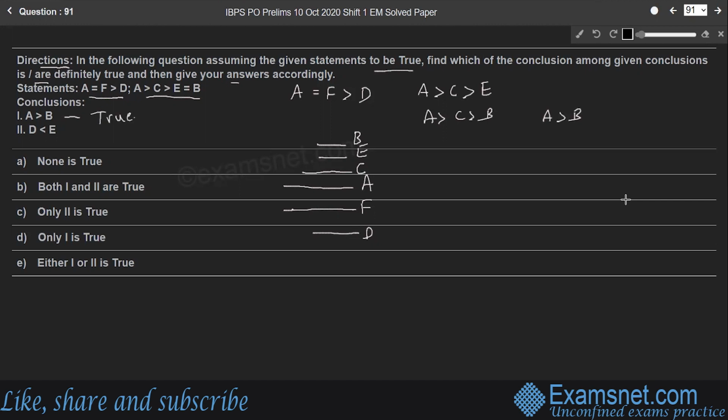So look at the conclusion 2. D is less than E. Can we conclude D is less than E? No, because there is no direct relation between D and E, right? They are completely separate lines or separate things. So if you consider D as a square, D as a triangle, or any shapes you can consider, right? So here there is no direct relation between D and E. Therefore, second conclusion is false. Therefore, only conclusion 1 is true. Only 1 is true. Hence, option D is the right answer.